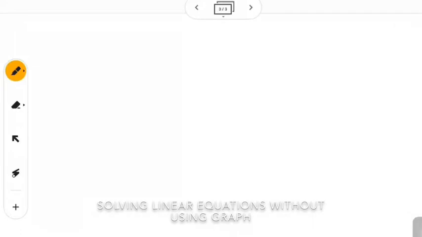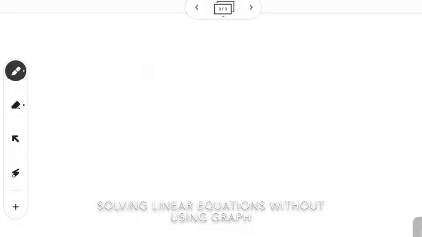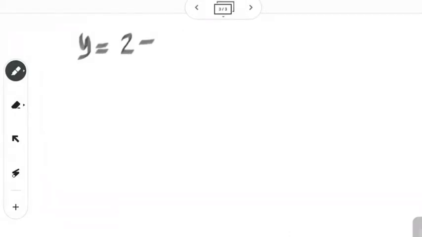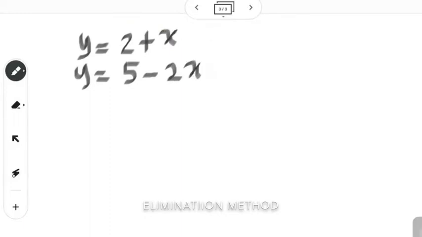Okay, I would like to use the same example. No, I'm going to give a very simple example. We are going to use small values, simple values. Okay, let's say we have y equals to 2 plus x. Okay, and another one we have y equals to 5 minus 2x. Okay, now you have two equations.